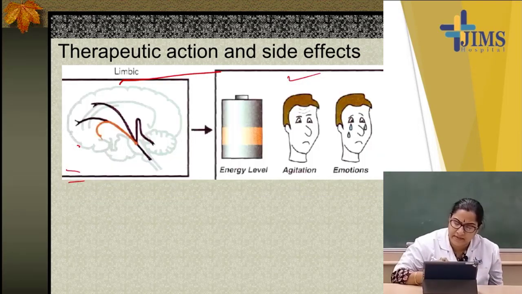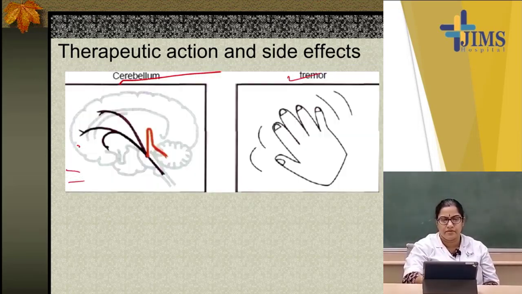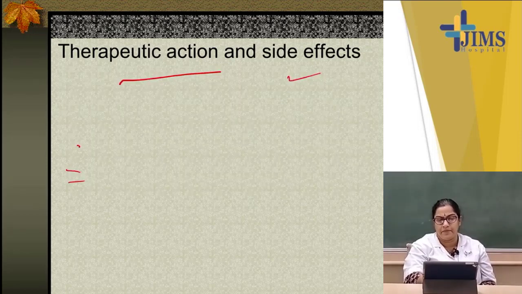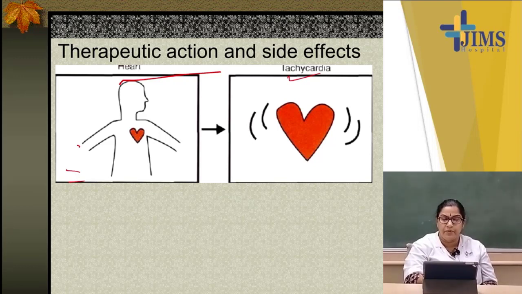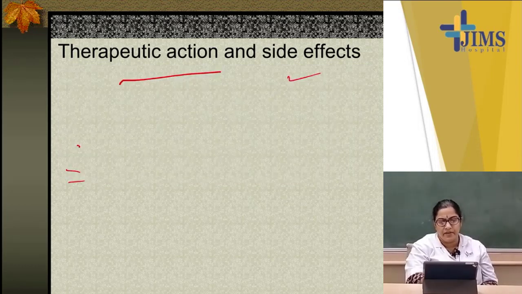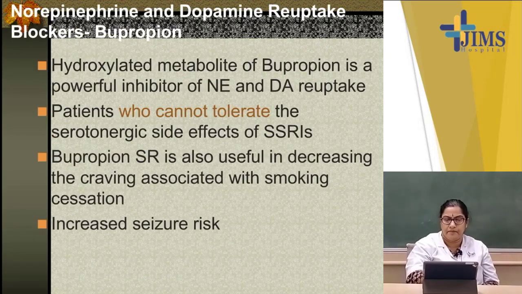When it is acting on the limbic system, energy level will be decreased and the patient will develop agitation and emotions. When it is having its action on the cerebellum, there will be development of tremor. On the brainstem, it causes a decrease in blood pressure or fluctuation of blood pressure. On the heart, what will happen? That is tachycardia. On the bladder, it will develop urinary retention. So pseudocholinergic syndrome develops, leading to increased sympathetic activity.